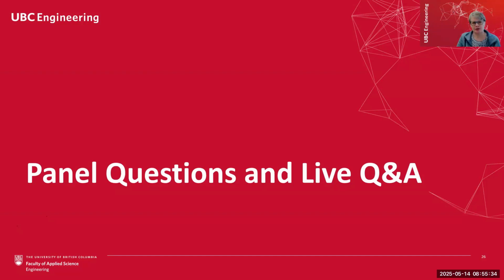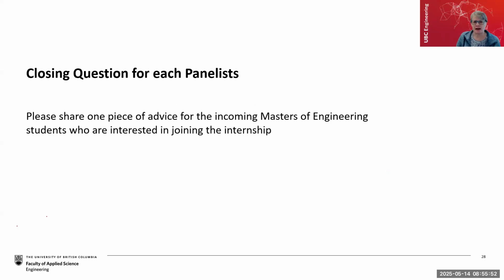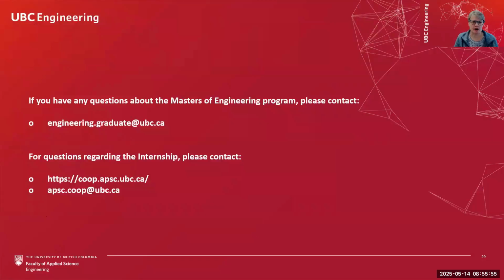If you want to find out about the MEng program itself, the best way to get in touch with us is to email engineering.graduate@ubc.ca. That's a really good way to get in touch with us. And if you want to find out about the internship program, I would suggest that you email apsc.coop@ubc.ca, and you'll get into the queue for the experts to answer you.